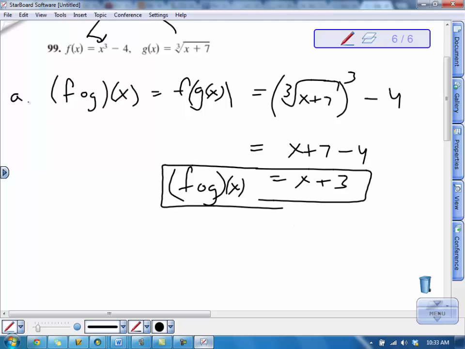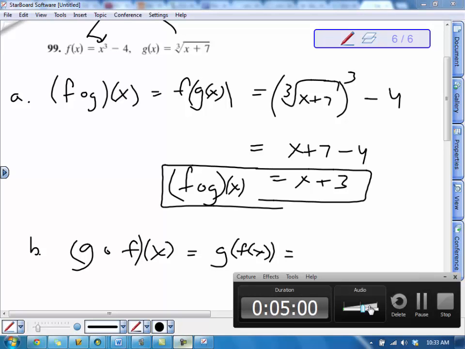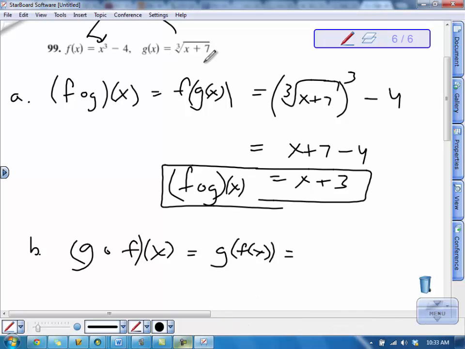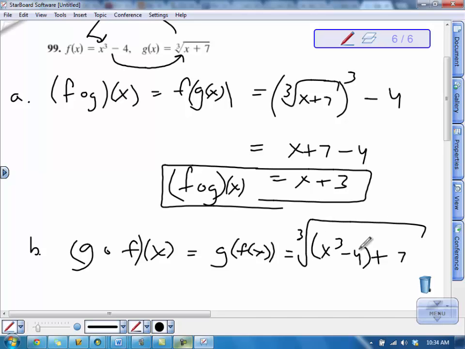Okay, that's part A. Now part B wants us to do g of f of x, which I like to write like this. Okay, now we're going to plug f into g. So f goes into g now, so this function is going to go right in for that x. So I take f, which is x cubed minus 4, plug it in right here, so it'll be plus 7, and then I have the cube root of the whole thing. There's the x that I plugged in f for.